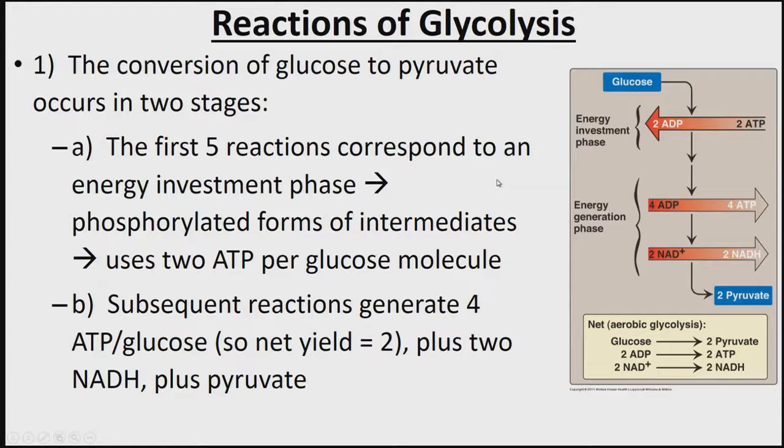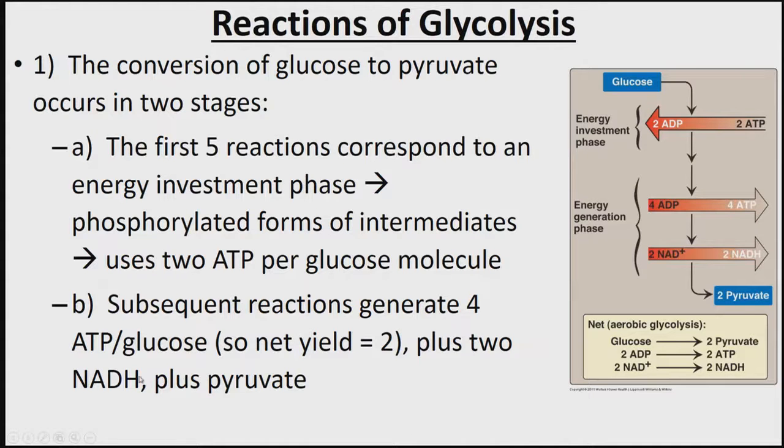Okay, so the reactions of glycolysis can be divided into 2 stages. We're going to start with glucose and end with pyruvate. The first 5 reactions are called an energy investment phase. Ultimately we're going to get ATP from this pathway, but we have to use ATP at the beginning. We use 2 ATP per glucose molecule, and you'll see where that happens. But we end up getting 4 ATP per glucose molecule, so you get a net yield of 2 ATP per glucose molecule as you go through glycolysis.